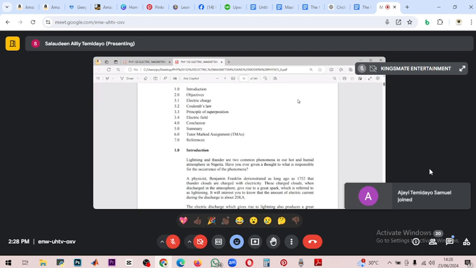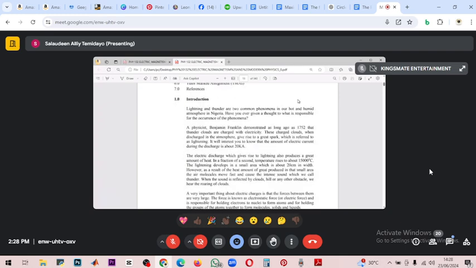So lightning and thunder are two common phenomena in our hot and humid atmosphere in Nigeria. We all know where it comes from. It's due to some chemical activities, or let me say biochemical activity. As a physicist, Benjamin Franklin demonstrated as long ago as 1752, that was the 18th century, that in a discharge of electric current in the atmosphere, there is a current of about 20 kiloamperes. Kiloamperes means 20,000 amperes. Those are the things I want you to take note of in case they come out in the objective exam, so that's why I'm reading them out now.